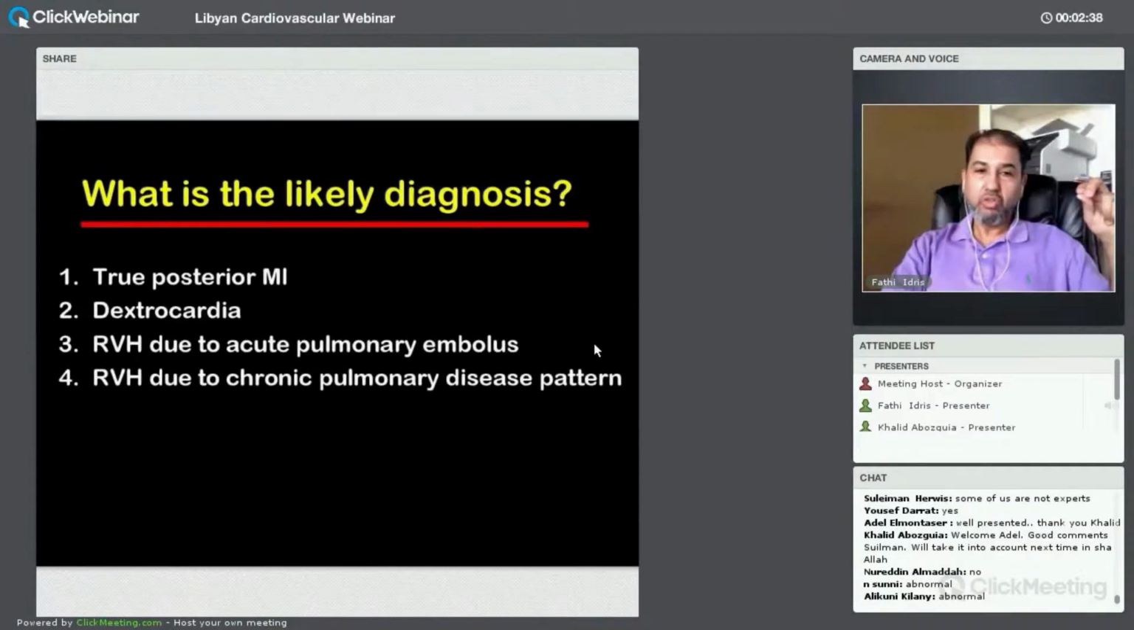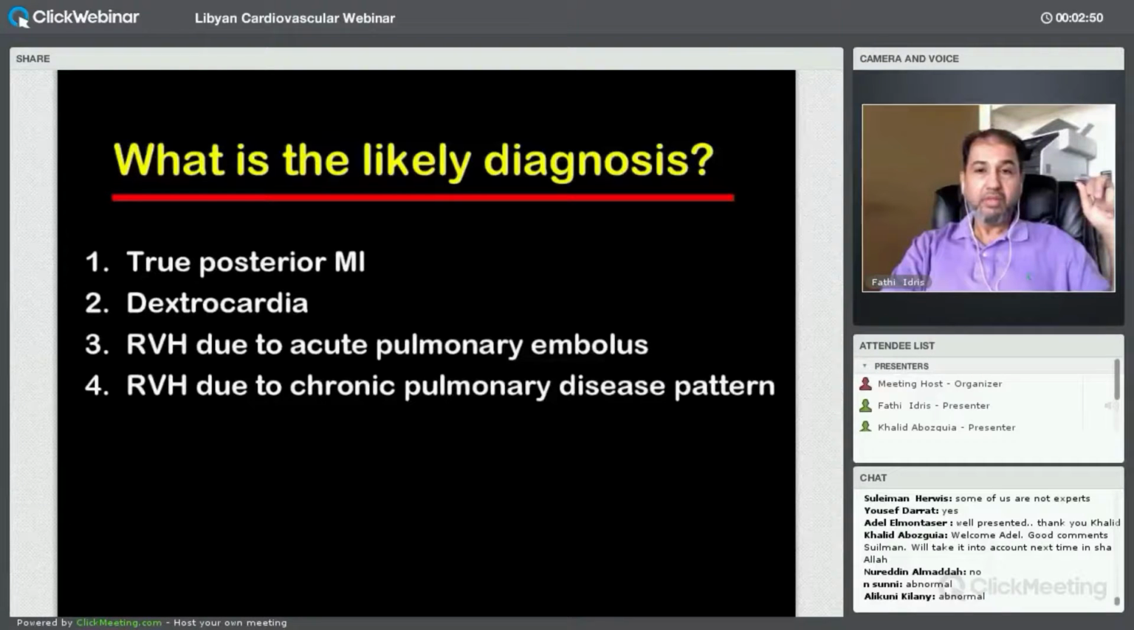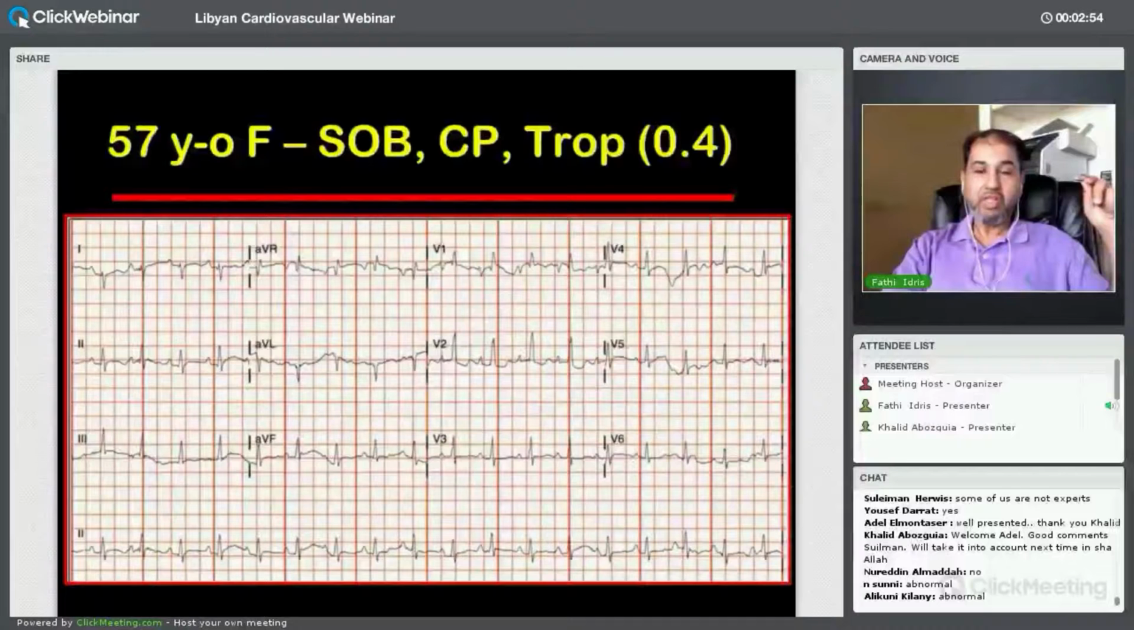So true posterior MI, dextrocardia, or RVH, right ventricular hypertrophy due to acute pulmonary embolus or due to chronic pulmonary disease. Both choice 3 and 4 are about the same, but there will be a difference. Somebody's changed the setting. So these are the choices, okay? I'm going to go back to the EKG, then open the poll for people to vote about this.